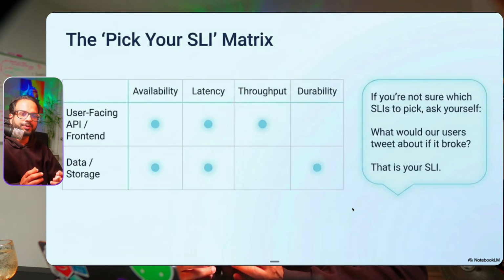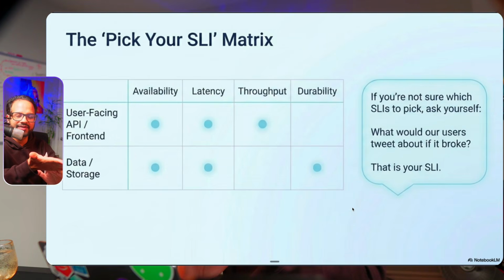Then how would you pick your SLI? Okay, so we have different layers of it, right? We have availability, we have latency, we have throughput, durability. So if, for example, there is the user facing or API or front end, then you would focus on availability, latency, and throughput. If it's around the backend system, your data, your storage, then you focus on availability, latency, durability, and so on, right?